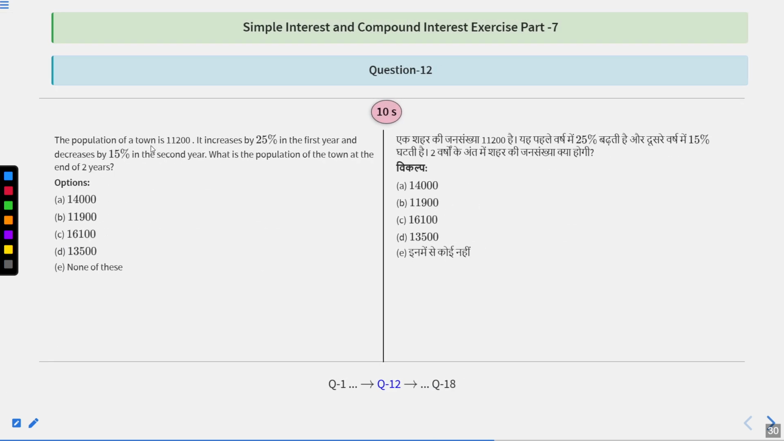The population of a town is 11,200. It increases by 25% in the first year and decreases by 15% in the second year. What is the population of the town at the end of 2 years? You have 5 options and 10 seconds to analyze the question. Your time starts now.